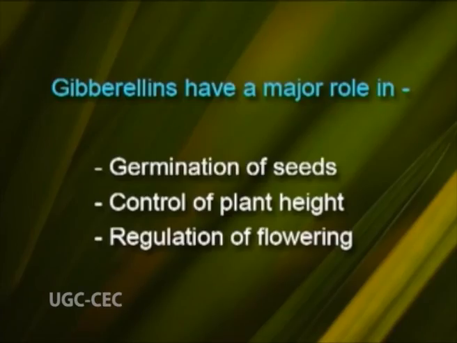In conclusion, gibberellins are an important class of plant hormones regulating several growth and developmental processes in plants. They have a major role in the germination of seeds, in the control of plant height, and in the regulation of flowering. Gibberellins are commercially important in the brewing industry, in increasing the yield of sugar cane, and in the production of Thompson seedless grapes.